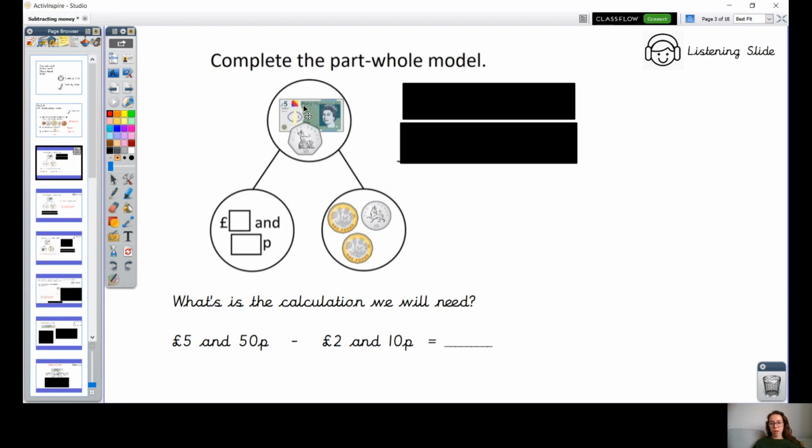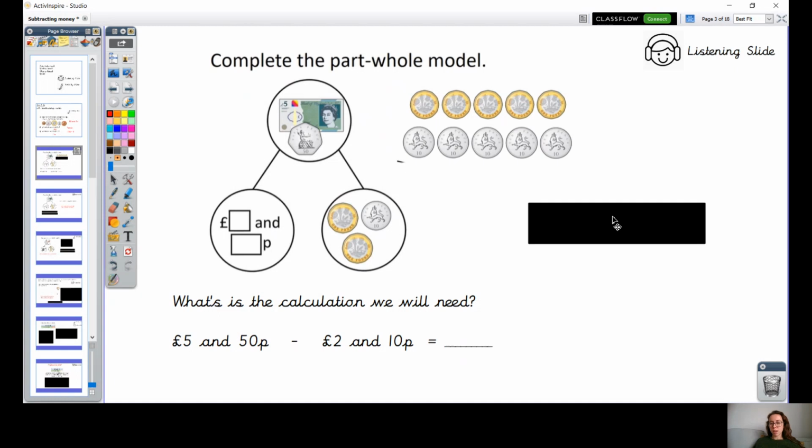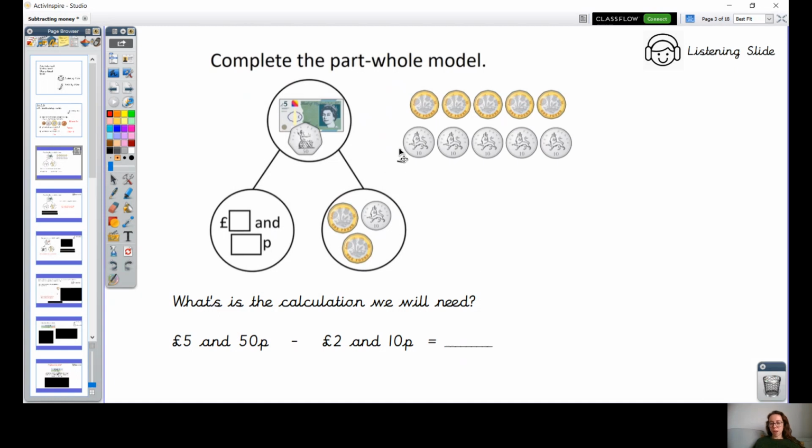My first method, I'm going to have a look at the whole part here, and I'm going to be doing some exchange, some converting, we could call it. I'm going to convert my £5 note into £5 coins. When we're dealing with coins as the parts here, it's much easier if we can convert it into coins. I'm going to do the same for my 50p. I'm going to convert my 50p into 5 10p's. And see how I've done that?